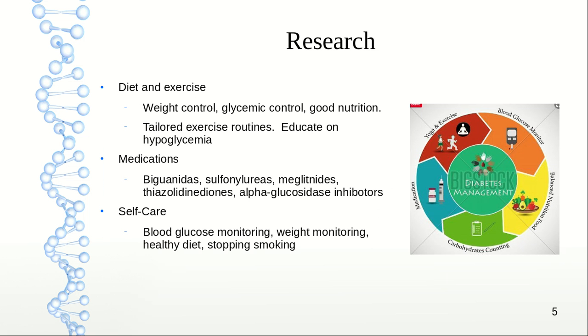So if we look at research, in order to combat diabetes, there's three main areas to focus on. First is diet and exercise, so weight control, glycemic control, good nutrition, tailored exercise routines, education on the disease itself. Then there's medications you can take depending on your stage. And then there's self-care, monitoring your blood glucose levels, weight monitoring, healthy diet, and of course not smoking if you already do.